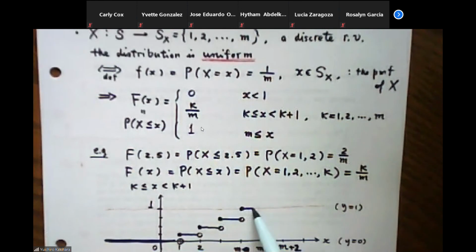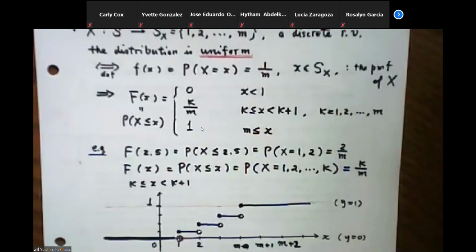The graph goes like this. After m, it is 1. Before, we have a kind of step function like this. The right hand point is an open dot, and the left hand point is a closed dot. Okay, that's the idea. And so this is a graph of the cumulative distribution function.